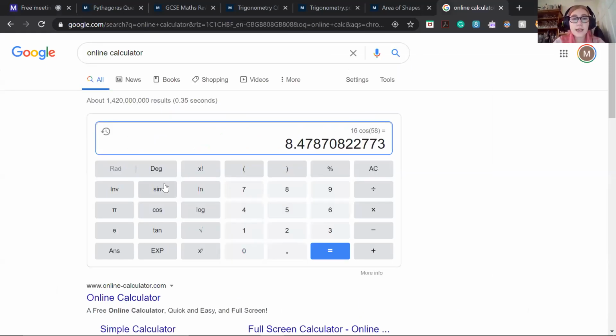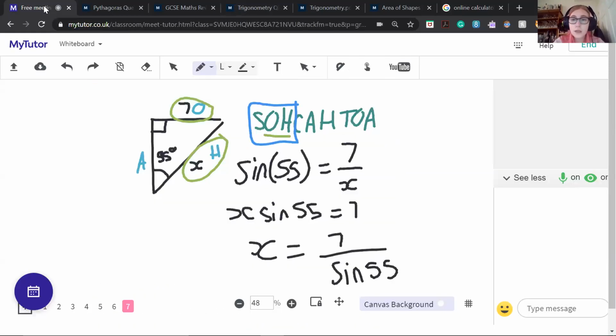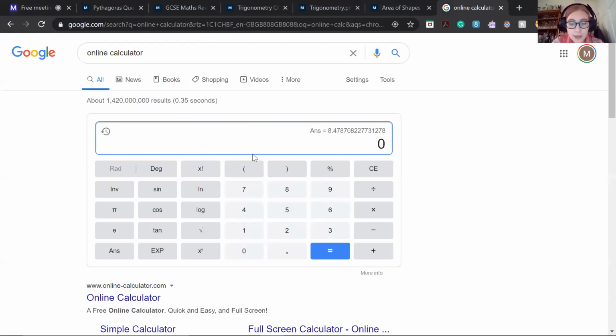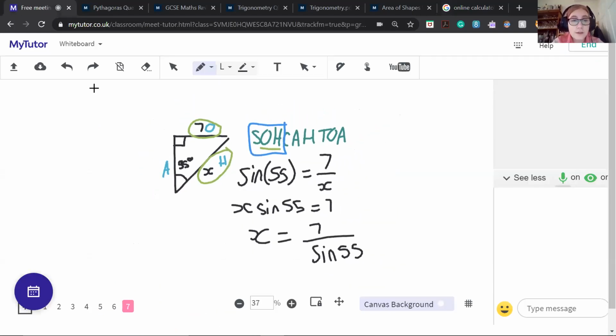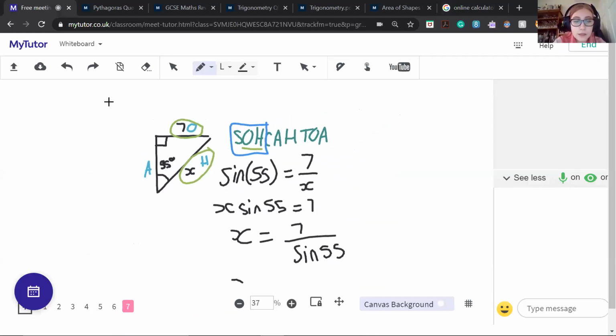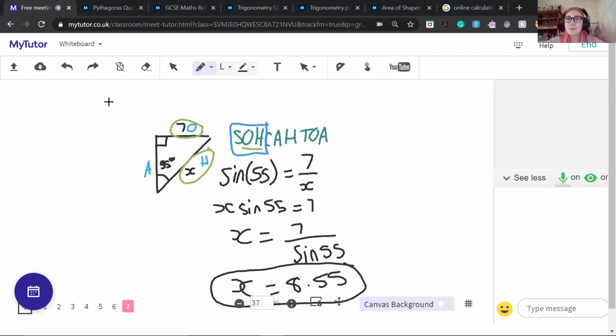I'll hop over to the calculator here. 7 divided by sine 55 gives us 8.55 if we round it to 2 decimal places. So x is 8.55, whatever unit. I should have written centimetres, millimetres, metres, whatever it happens to be. So that is the hardest type of question because of the rearranging that's involved in it.